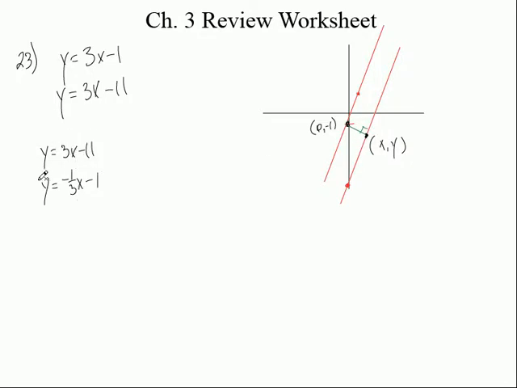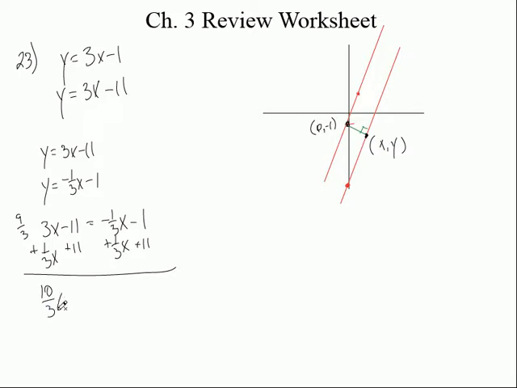They're both equal to y, so what can I do to both of them? Set them equal to each other. And now we just solve for x. Add a 1/3 x to both sides. Add an 11. Alright, let's see what we get. What can I change 3 into to add to a third? How about 9/3, right? 9/3 plus 1/3 is 10/3 x, right? That cancels. That cancels.